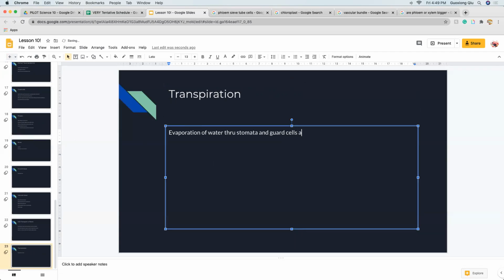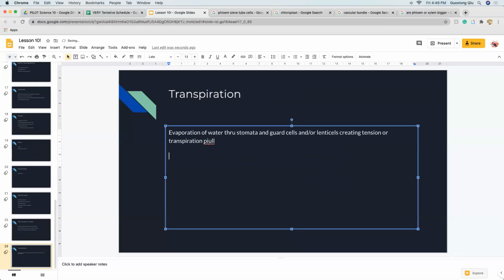creating tension, or transpiration, also known as transpiration flow.